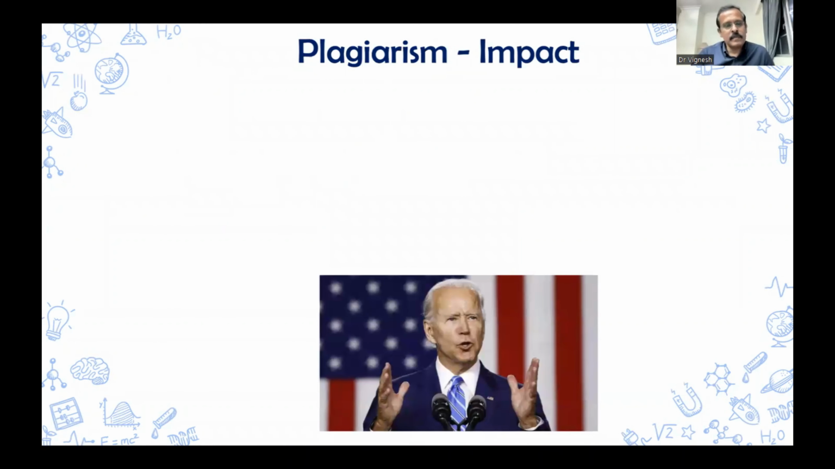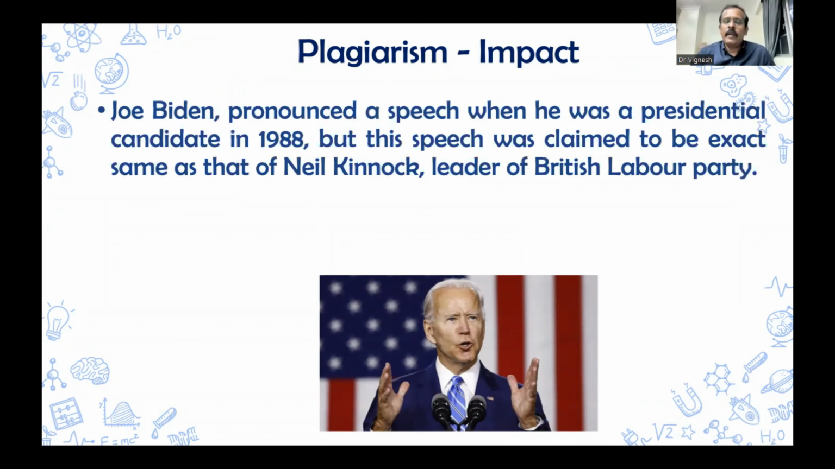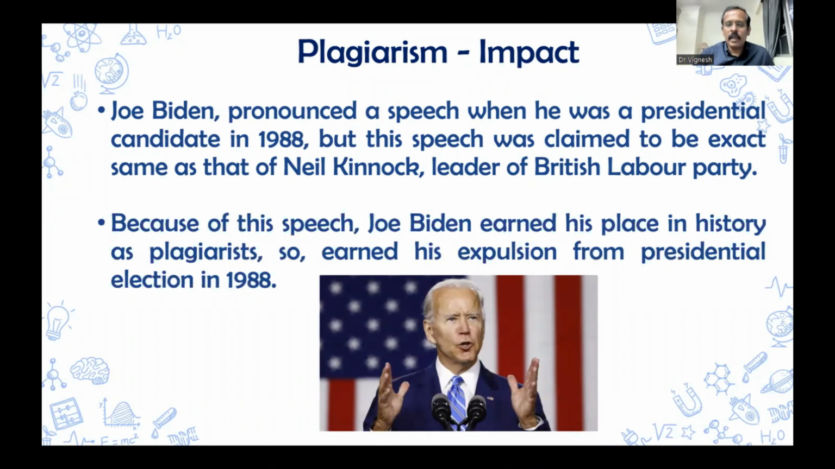So we know who he is. Even this person had prepared a speech when he was a presidential candidate in 1988, but it had wordings from other persons like Bob Kennedy and Neil Kinnock, but they were not attributed. They were not given due credit. So he was considered a plagiarist, and he had to be expelled from the presidential election in 1988. He had to wait so many years to become the president. So this is to show the impact of plagiarism.